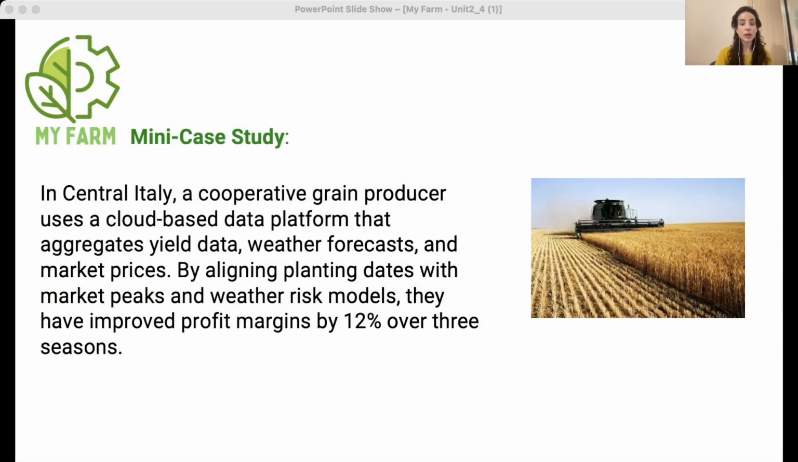Let's look at a brief real-world example. In central Italy, a cooperative grain producer uses a cloud-based data platform to bring different types of information together. So, information about yield records, weather forecasts, and market prices. Instead of treating these as separate data sources, they analyze them as one system. By adjusting planting dates to match expected market peaks and reduce weather-related risk, the cooperative has been able to make more strategic decisions. Over 3 growing seasons, this data-driven approach has increased profit margins by about 12%.